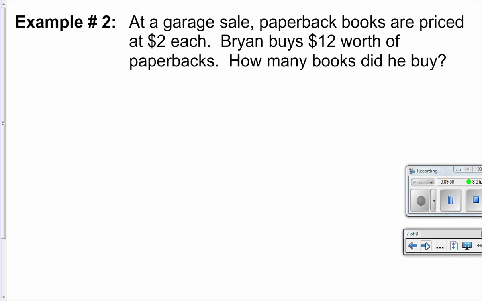Okay, this one is for you to try at home. At a garage sale, paperback books are priced at $2 each. Brian buys $12 worth of paperbacks. How many books did he buy? So you're going to need to make an equation first and then solve it. So put the video on pause and work this question out. We'll take up the answer tomorrow.